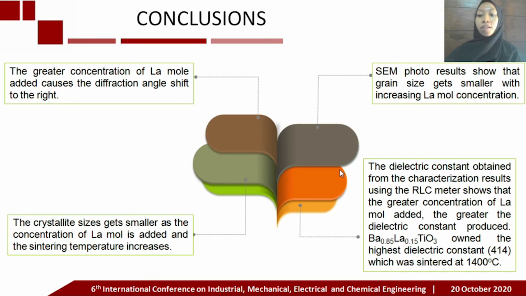And from the RCL meter characterization, the dielectric constant increases with the increasing lanthanum modified into barium titanate. The highest dielectric constant is owned by barium lanthanum titanate modified with lanthanum 15% at a sintering temperature of 1400 degrees Celsius. The highest dielectric constant is 414.